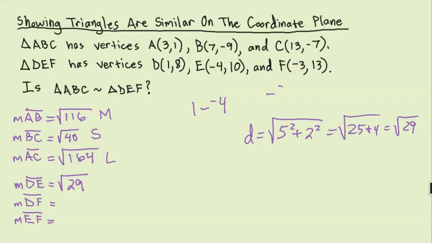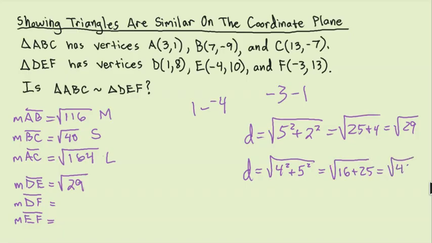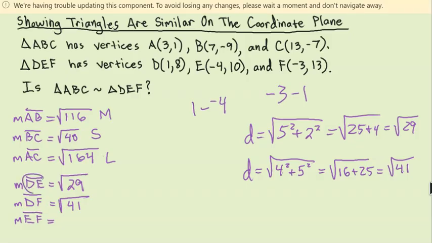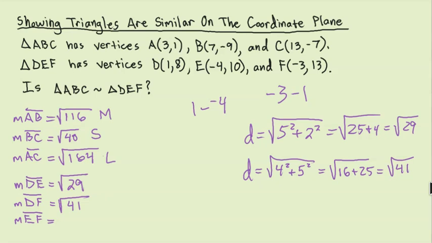Well, if we did negative 3 minus 1, that's negative 4, but then we make it positive. So we have the square root of 4 squared plus... How far is it from 8 to 13? Well, 13 minus 8 is 5, so that's 5 squared. So that's the square root of 4 squared here, that's 16, plus 5 squared is 25. 16 plus 25, that's 41, so we have the square root of 41. Now, that square root of 41 is larger than the square root of 29, so DF is a longer side than DE. Okay. Now let's do from E to F.